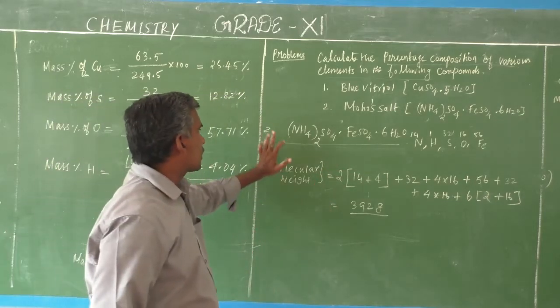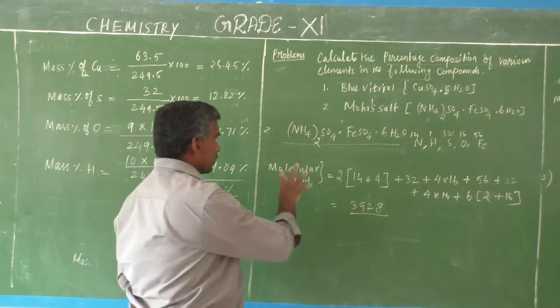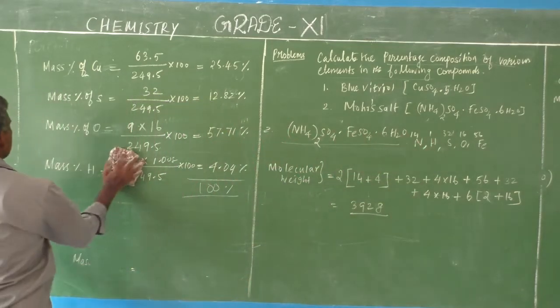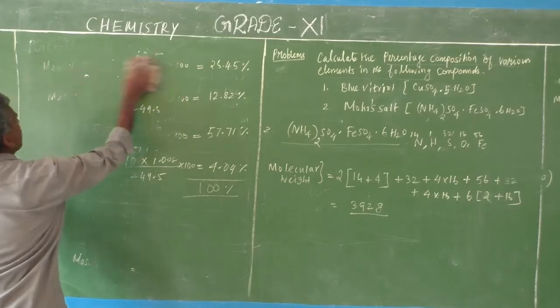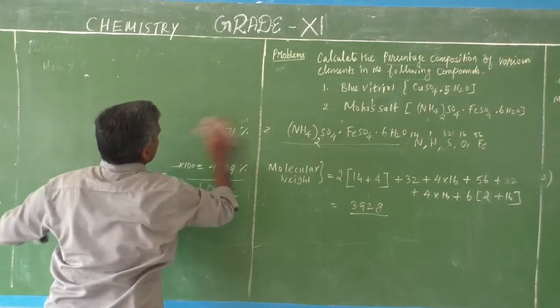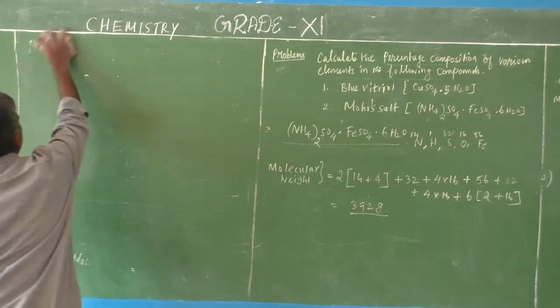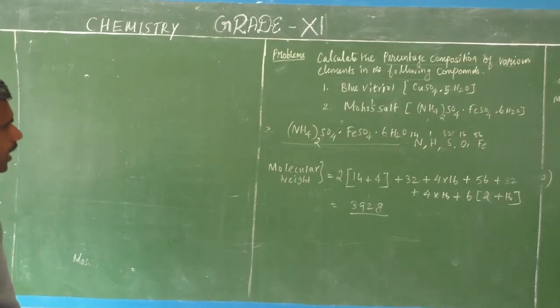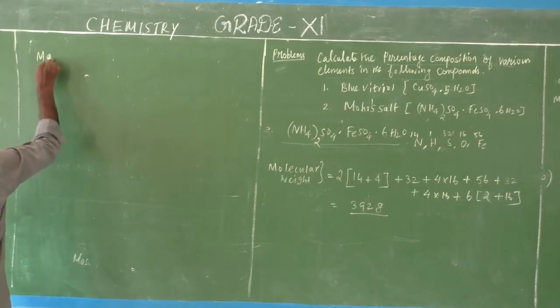So first work is over. What is the work? Molecular weight calculation. Second work, each element's mass percentage. So 5 elements are present. You calculate the mass percentage of the 5 elements. Now first, mass percentage of nitrogen.